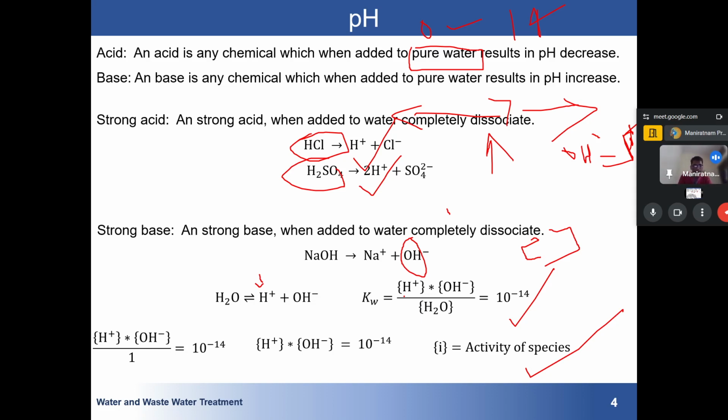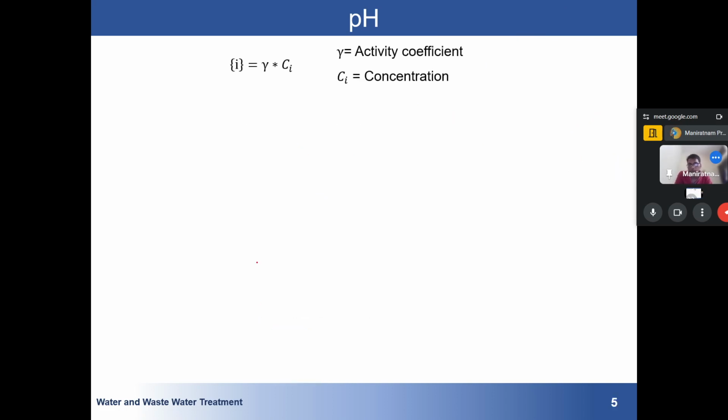So what this activity is, I will discuss later. But for now, you should know that we do not represent our equilibrium constant in the form of concentration, but in the form of activity of the species. And it is said that for pure water, the activity is 1. So this will be given by H plus into OH minus divided by 1 is equal to 10 to the power minus 14. So H plus times OH minus is equal to 10 to the power minus 14. Okay. So remember this.